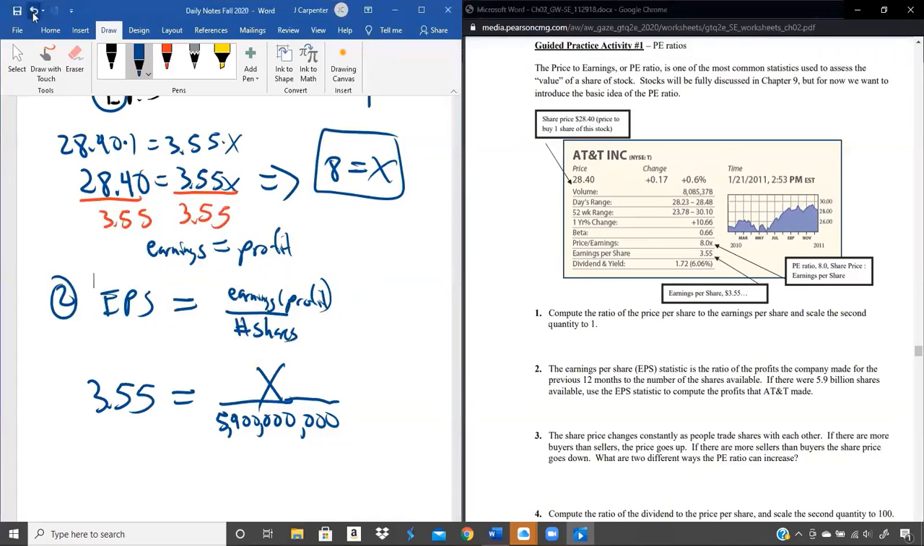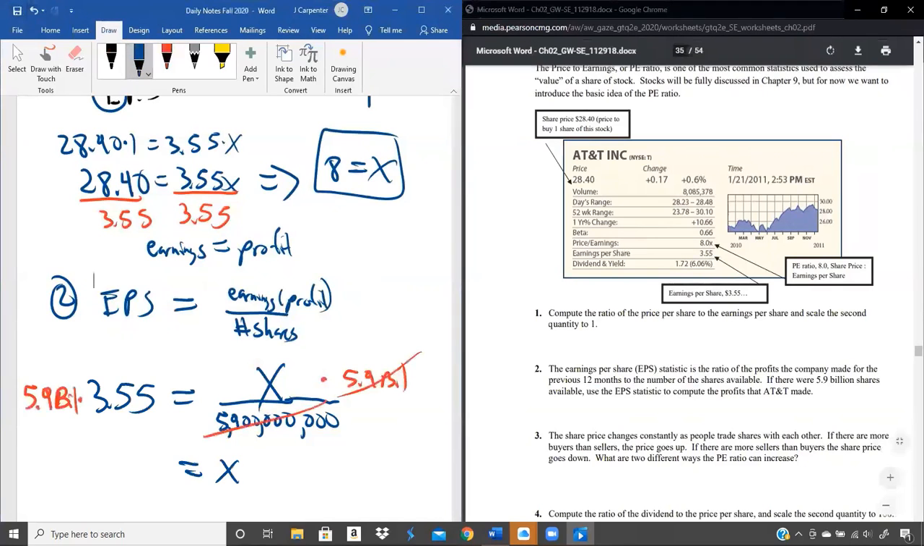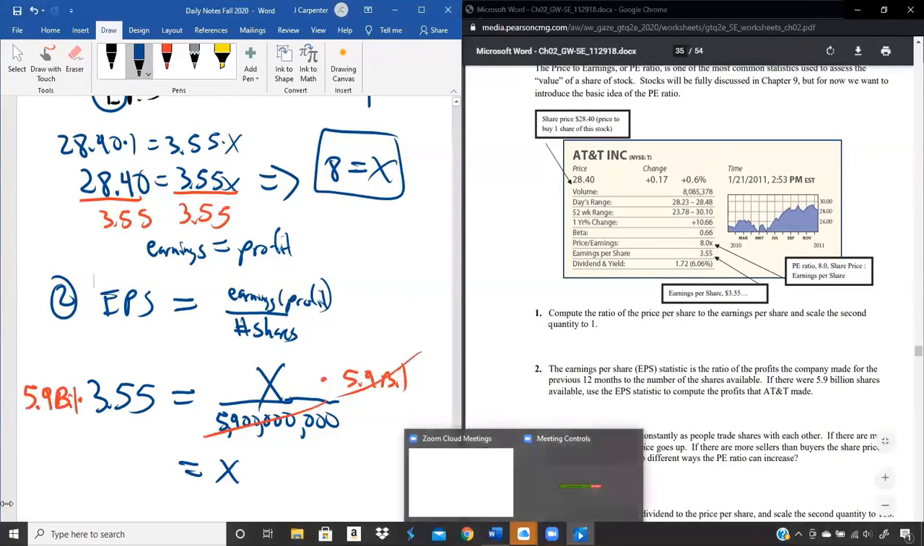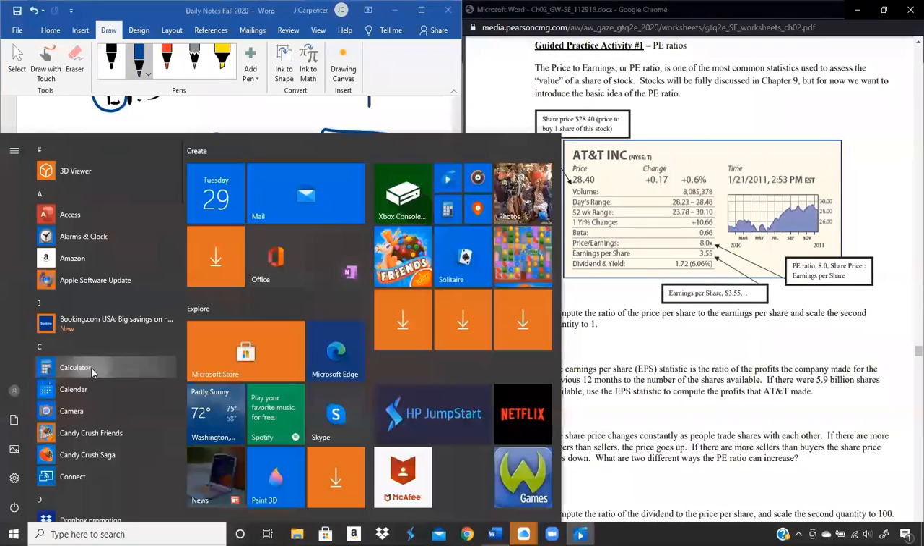How do we solve x divided by a number? We multiply. So we need to multiply, and I'm going to abbreviate this for space, 5.9 billion, multiply, so that the 5.9 billions cancel on our variable side, giving us just an x. Let's pull out our calculator. Why did I close it? That was silly of me.